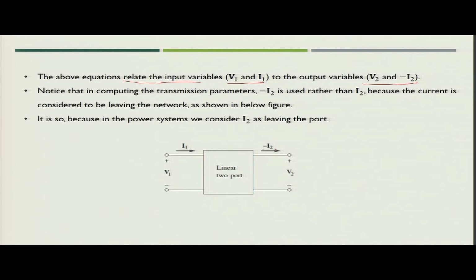Because of this specific condition related to power system networks, rather than establishing the relationship between V1, I1 and V2, I2, we establish the relationship between V1, I1 and V2 and minus I2. We generally consider I2 in this direction, but since a connected load consumes current rather than providing current, the transmission parameters are best described by reversing the sign of current I2. That is why we use minus I2 rather than I2.